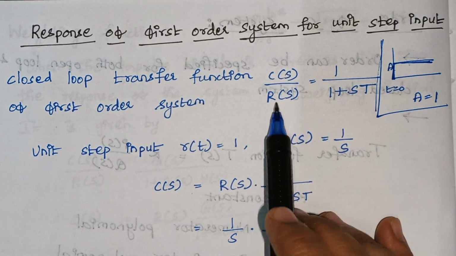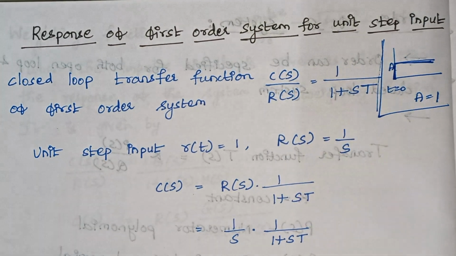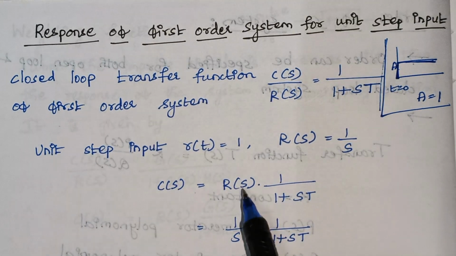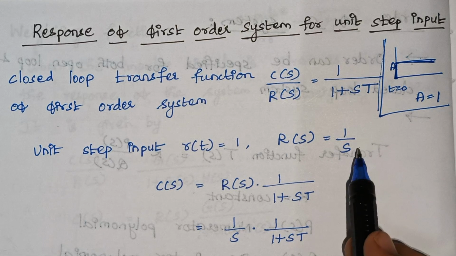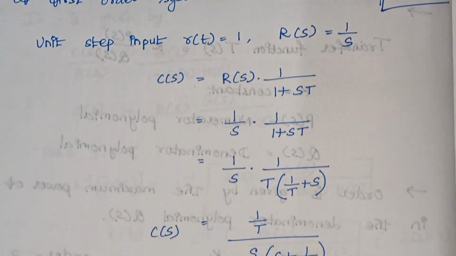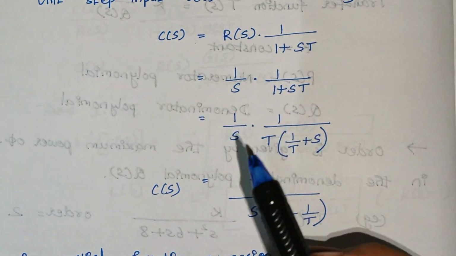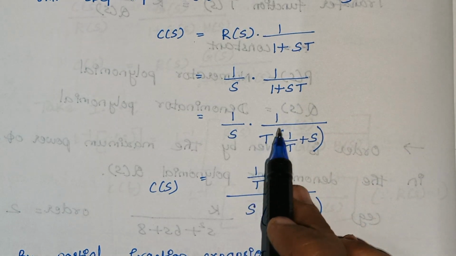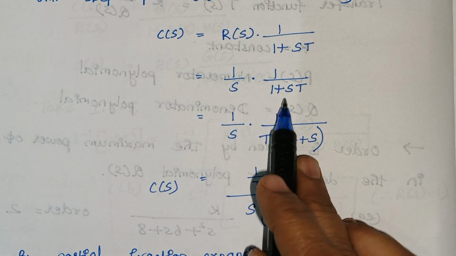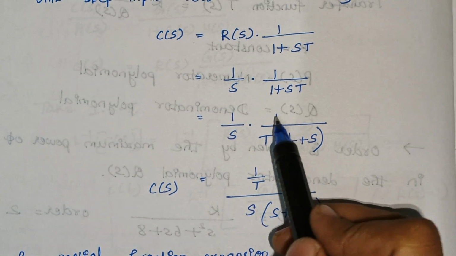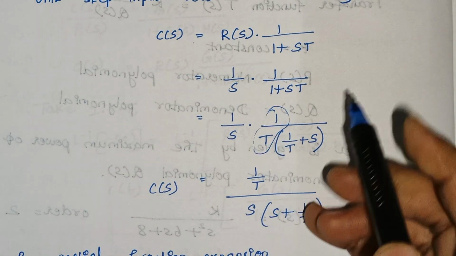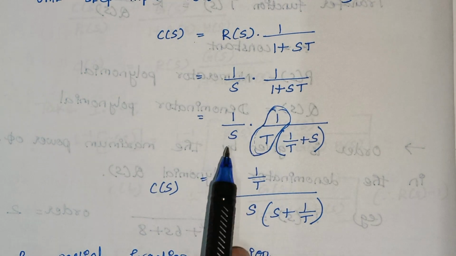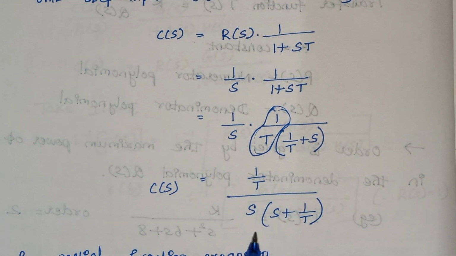Now we are rearranging this equation. So C of s is equal to, I am moving this R of s to the right hand side, R of s into 1 divided by 1 plus sT. Now, we know the value of R of s, it is 1 by s. So just substitute the values here. After substituting, we are taking the T term outside, so it will become 1 by T plus s. Now, I am moving this 1 by T to the numerator part. So this 1 by T is shifted here and the remaining terms are s into s plus 1 by T.